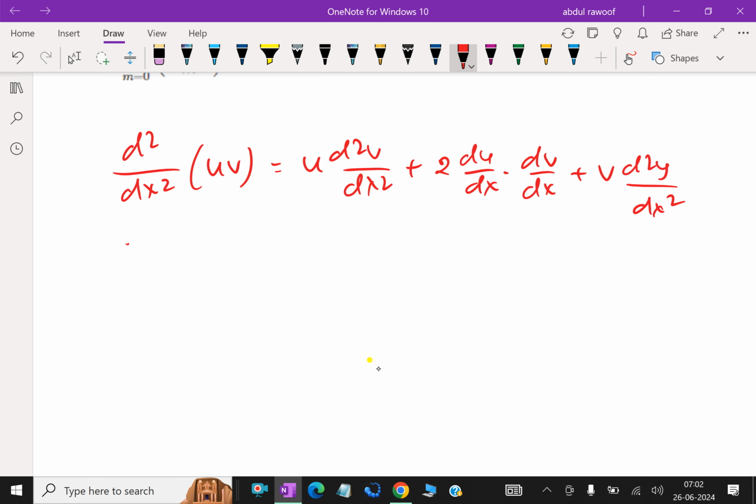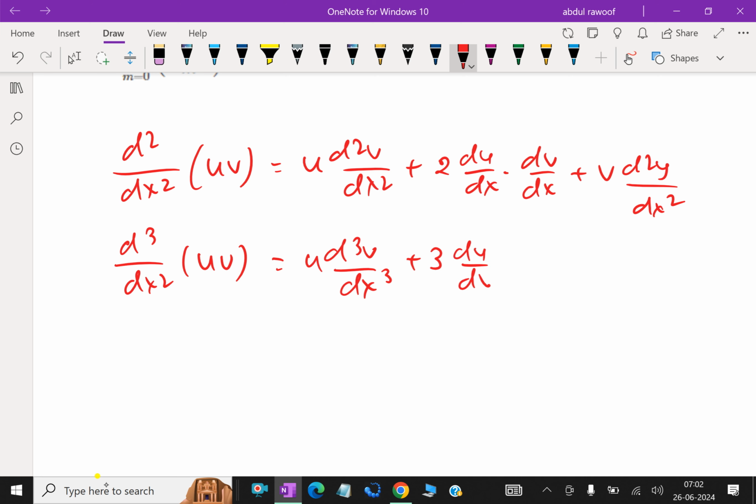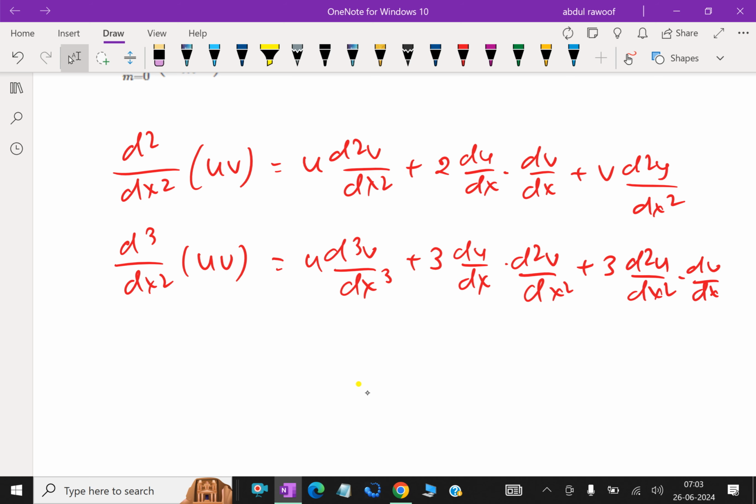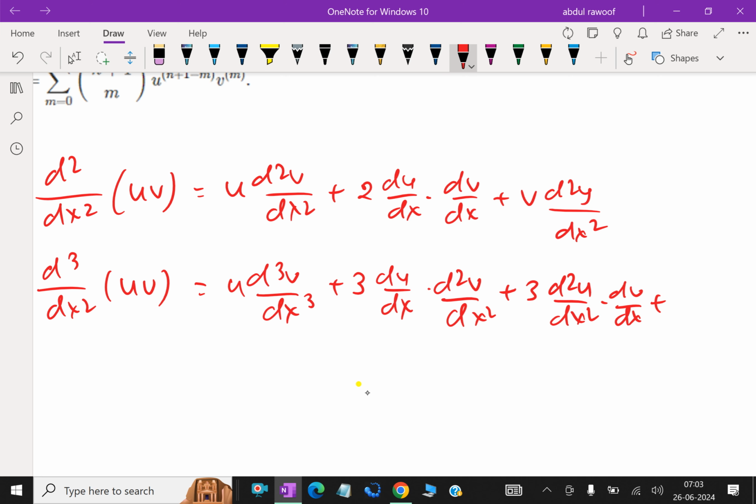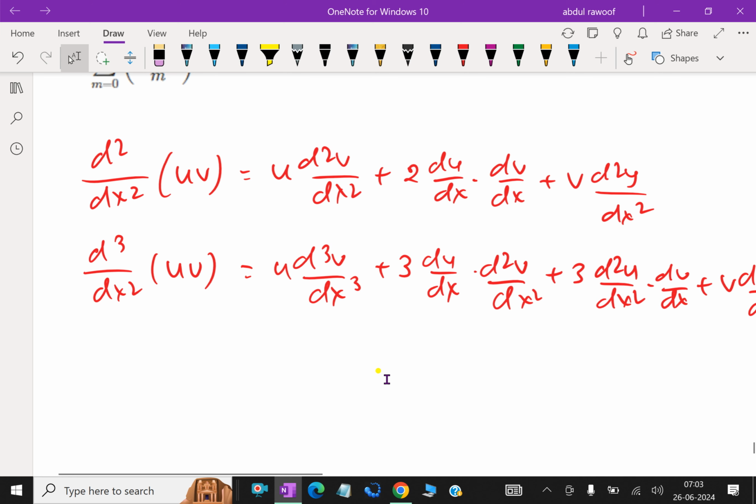And similarly d cube over dx cube of uv equals, here cubic, so u into d cube v over dx cube plus 3 into du over dx into d square v over dx square plus 3 into d square u over dx square into dv by dx plus v into d cube u over dx cube. These are cubic, and like this it is expandable.